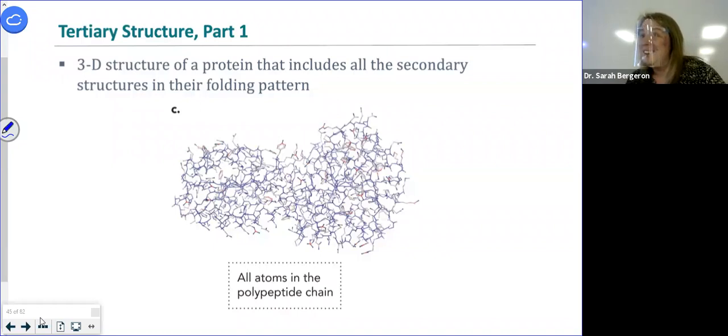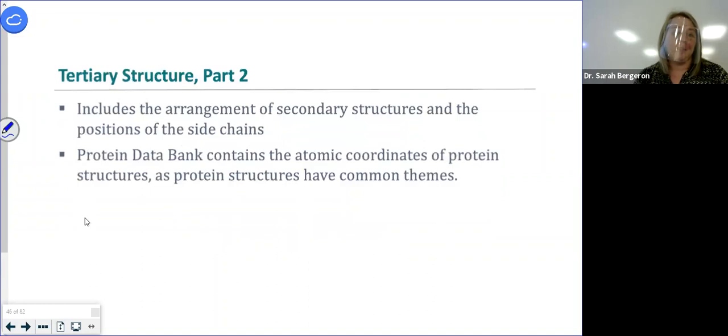For what? Sure, binding to something, right? If it's an enzyme, it's got to conform to basically the substrate that it's binding to, and then it has to change shape when you get a product in order to kick out the product, right? There's all kinds of reasons that we need conformational changes in the protein.